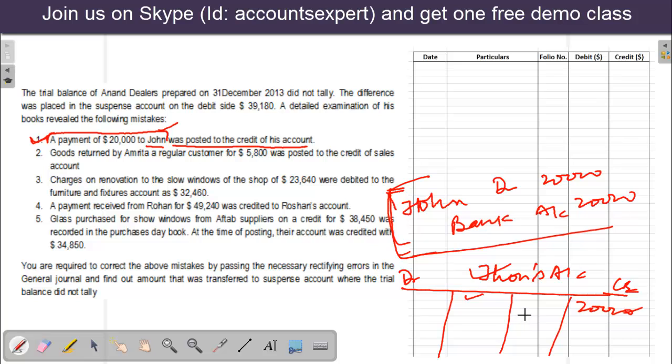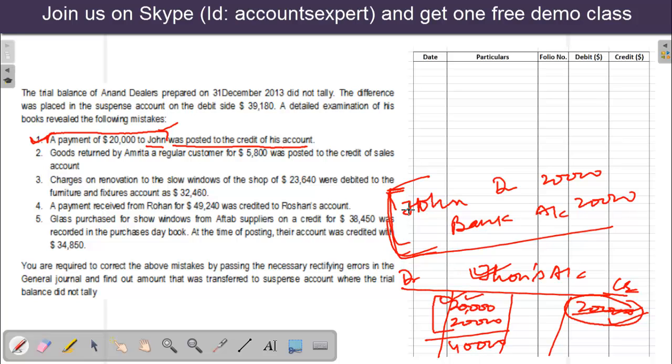Now how to rectify this? First you go according to the correct entry. So 20,000 is the correct posting. First we will write the correct posting, 20,000. Then we have to rectify the effect of the wrong 20,000. So don't rub this out; let 20,000 stay here. To remove the effect of this 20,000, we will write another 20,000 here. It means we will debit the John account with a total of 40,000 in order to rectify John's account.